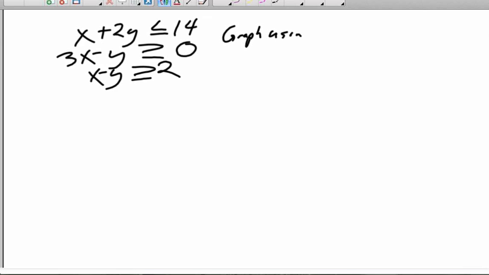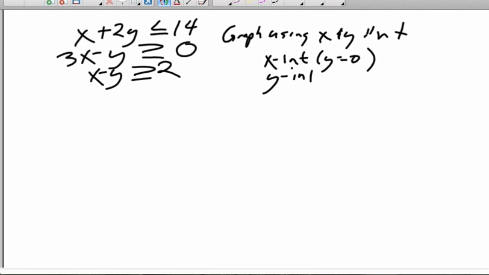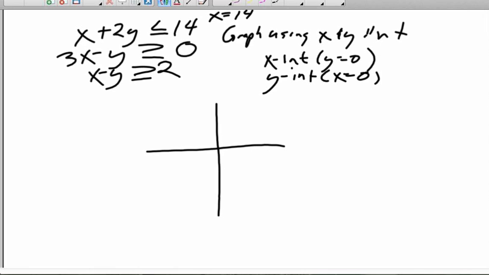using x and y intercepts. Your x-intercept is where y is 0. Y-intercept is where x is 0. So on the first one, if I put y is 0, I'm going to end up with x equals 14. That's my x-intercept. And then if my x is 0, I'm going to end up with 2y is 14 or y is 7.